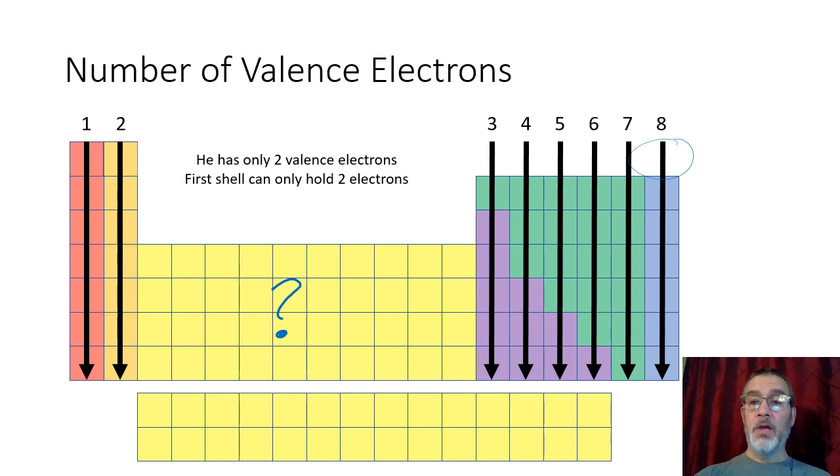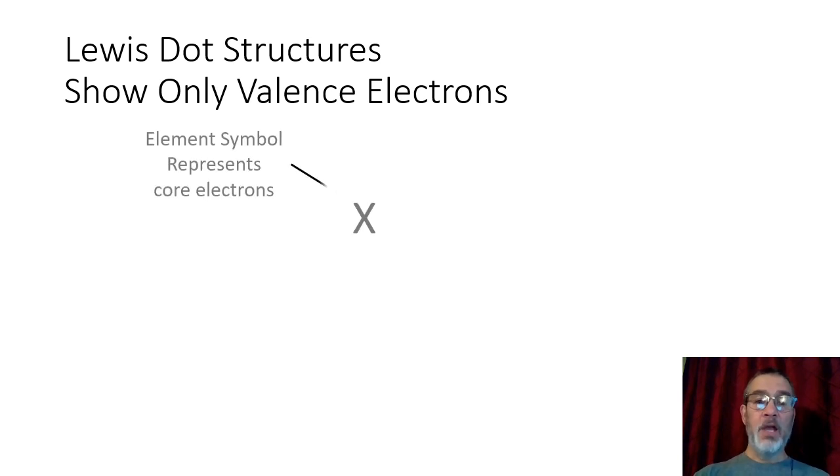So now that we know for many of the elements how many valence electrons they have, we can show what we call a Lewis dot structure, and the Lewis dot structure will show only the valence electrons. We're going to represent each electron with a dot and place it around the element symbol. So we start with the element symbol. I just wrote X for an example element symbol, and that's going to represent all the electrons that are not in the outer shell. So we can think of that as the core electrons.